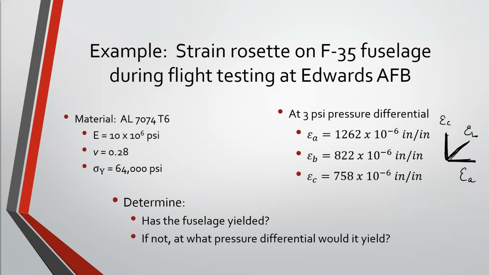We want to first determine, has the fuselage yielded? If not, how close are we to yielding? We currently have a 3 psi pressure differential between the inside and the outside of the airplane. What would this pressure differential have to be in order for it to yield? How might we approach that problem? Now, there's 1 of 2 ways to figure this out. You can either start with what we know and work towards what we're trying to find, or start with what we're trying to find and work your procedure back to what you know. What's your preference?